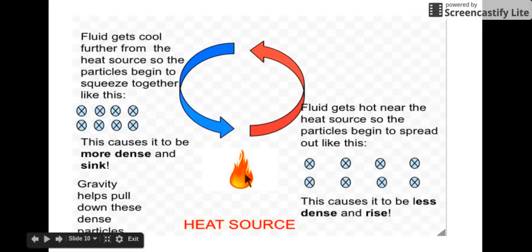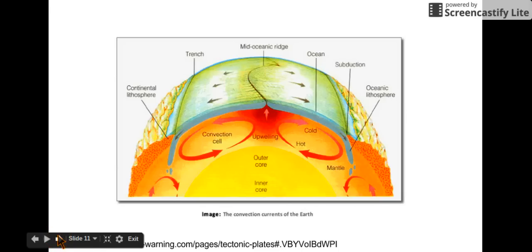But over here, when you get closer to the heat source, the fluid gets hot. Now, when they do that, the particles will spread farther apart. And you can see here that these particles are spread further apart than they are over here. This causes them to be less dense, and less dense things rise. And here is a picture of convection currents inside of the mantle. These convection currents inside of the mantle move the lithosphere around.